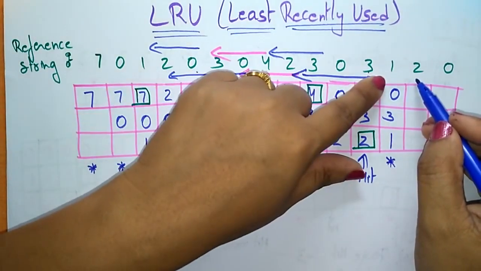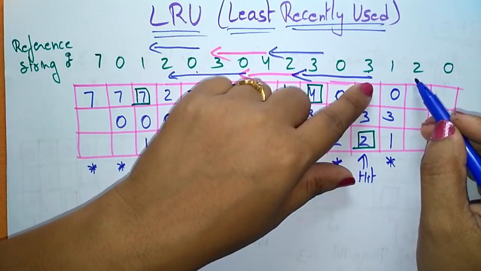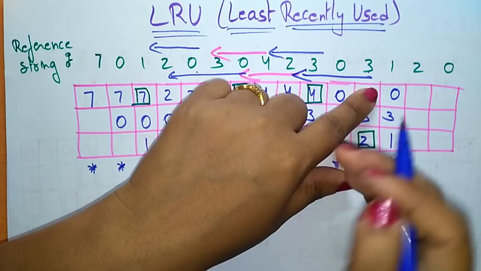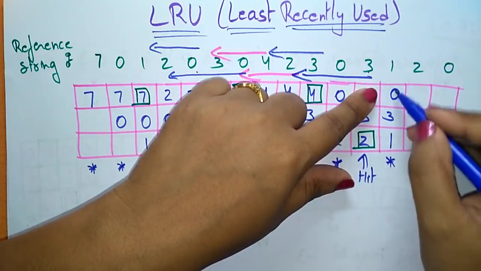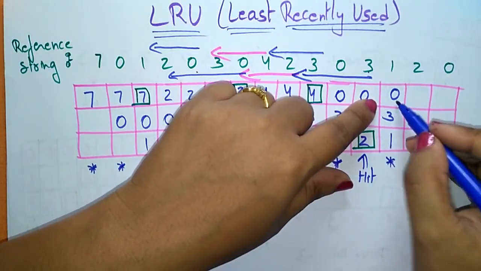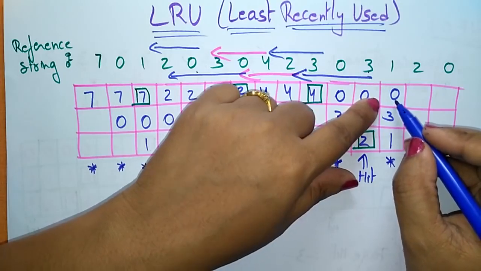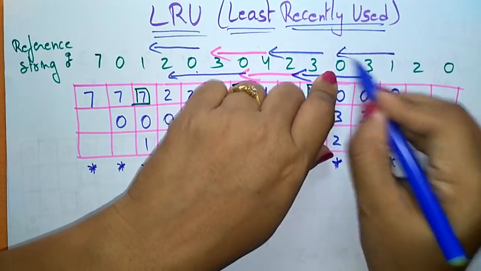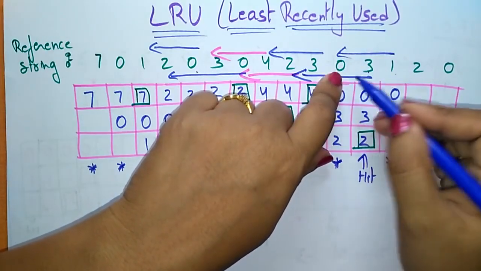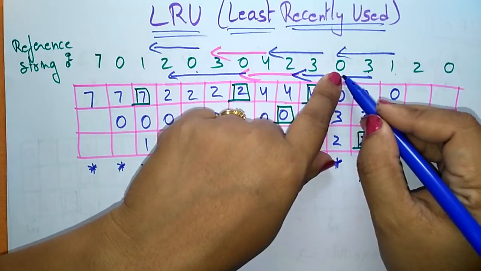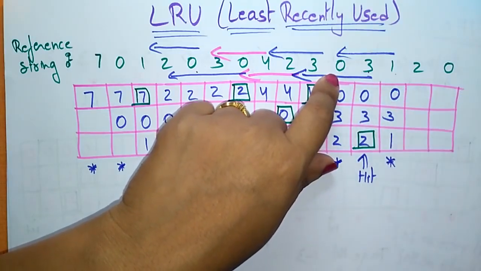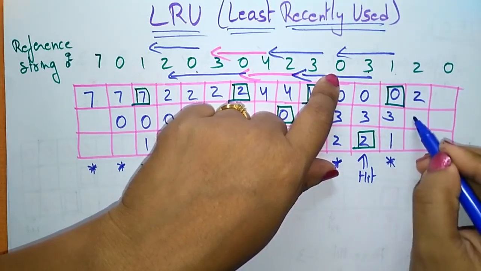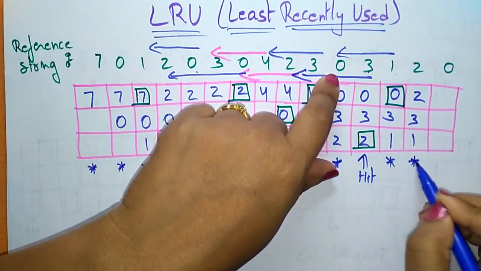Next the CPU is demanding page reference number 2. 2 is not present here. Okay, I have to bring it from the disk. Then where do I place it in the main memory? This is already full. Which page has to be replaced? Check for least recently used. 1 is most recently used, 3 is next, and then 0. 0 is the least recently used. So just replace 0 with 2, 3, 1. So this is also a page fault.